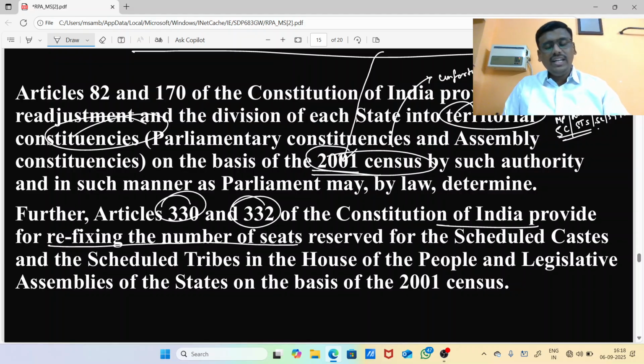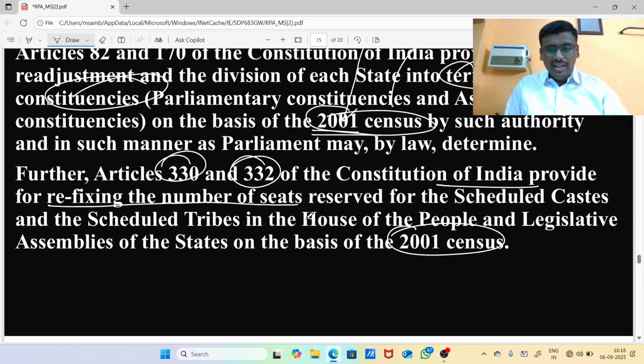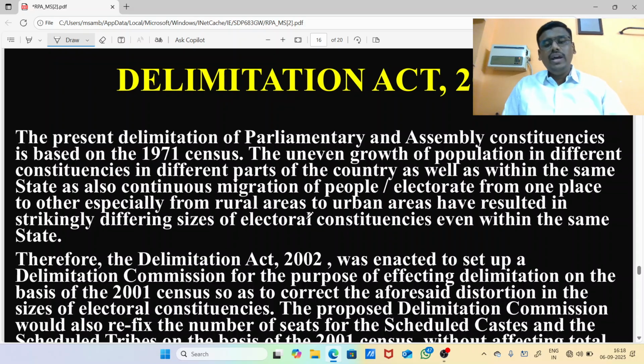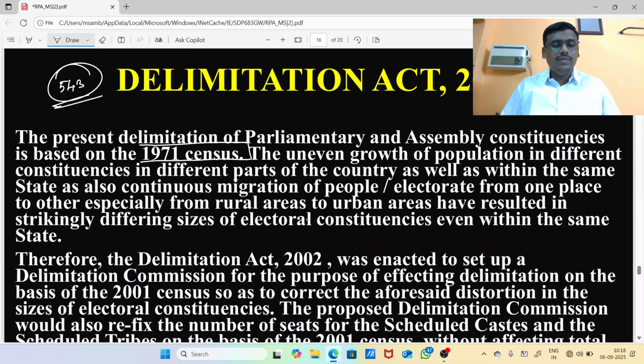But Articles 330 and 332 of the Indian Constitution provide for the refixing of the number of seats for the Scheduled Castes and Scheduled Tribes based on the population of the 2001 census, but it does not take place. Today, the 2024 election was held for 543 constituencies based on the territorial constituencies demarcated on the 1971 census.